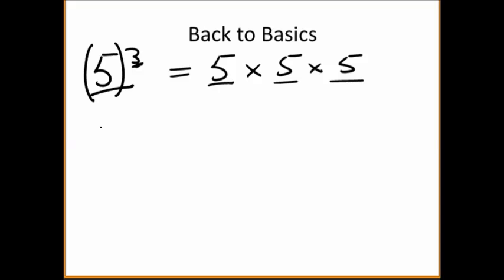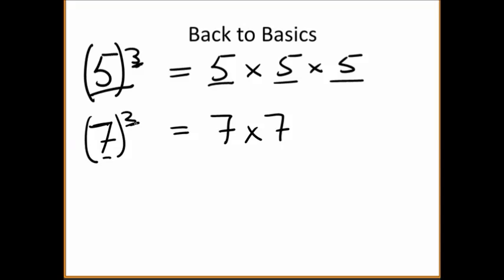Similarly, if we looked at 7 squared, or 7 to the power 2, we get, what's inside the brackets? 7, our base number, multiplied by itself, how many times? 2, because it's 7 squared, or 7 to the power of 2.